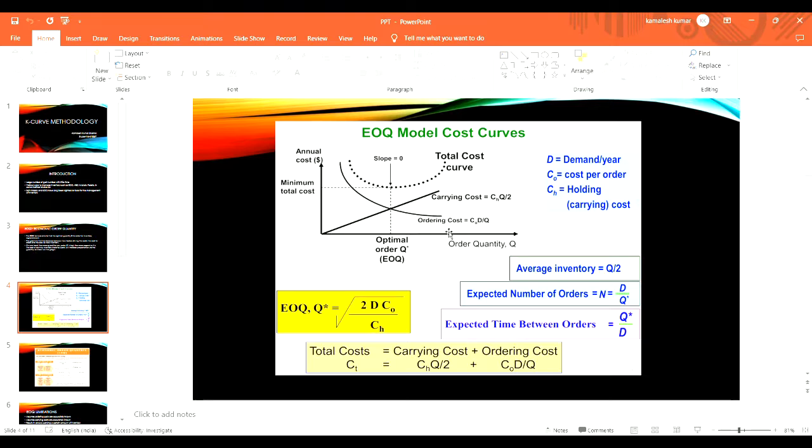Similarly, we have the formula for EOQ: EOQ is equal to the square root of 2D C naught by CH. C naught is the cost per order, CH is the holding cost, and D is the demand. We also have other formulas: average inventory is Q by 2, expected number of orders N is equal to D by Q star, where Q star is the EOQ, and expected time between orders is equal to Q star by D. The total cost is equal to carrying cost plus ordering cost. The carrying cost is also called the holding cost. So this is the formula for total cost.